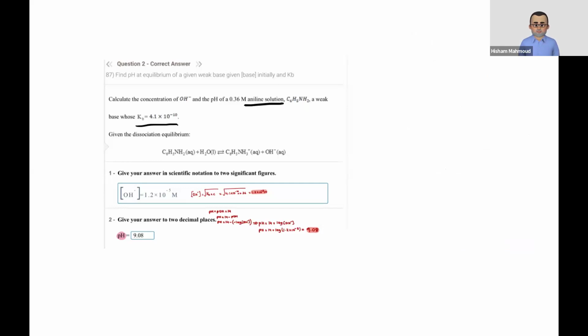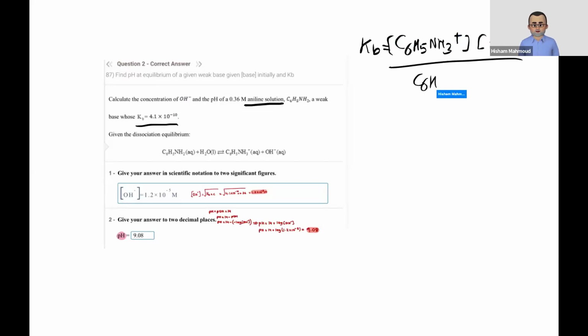So I will say that the Kb is equal to the concentration of the products over the reactants. So C₆H₅NH₃+ multiplied by the OH- and dividing this by the reactant, which is C₆H₅NH₂. So the products over the reactants, the liquid is not included as it is liquid, and we put only the aqueous species. What is the value that we have? We have 0.36 as a concentration. So I can use this to find the OH-, and we can use the concentration and the pH of the solution. So I need to find two things.